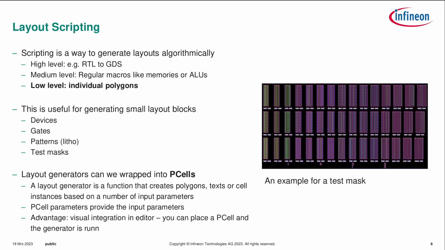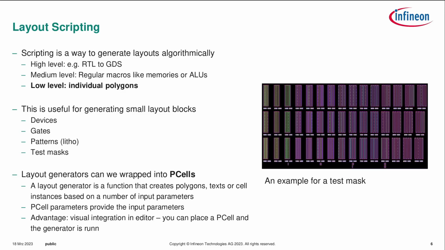Layout scripting, in general, is a way to generate layouts in an algorithmic fashion rather than painting it yourself. What we are talking about here is the lowest level of scripting of layout, and it's quite useful, as I said, for devices. It's also useful for generating gates. It is also useful for patterns, for example, regular structures varying certain parameters of a layout. And you need this kind of pattern, for example, to develop a process and to assess the quality and the boundary conditions under which your litho process will work.